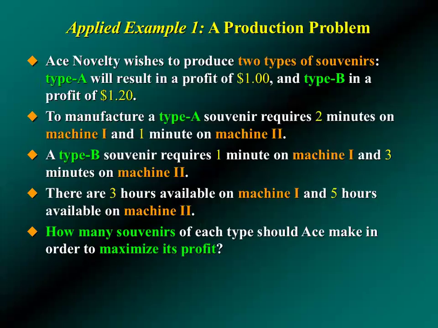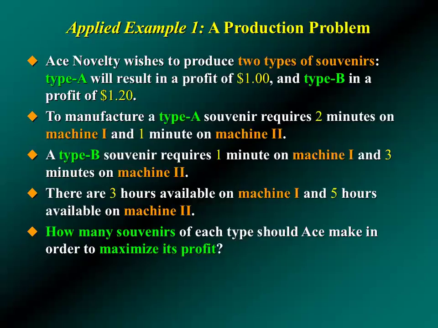So, this is just like all the other problems we've solved, so no problem at all to formulate this. We're trying to find how many souvenirs of each type to produce with the given machine times available so as to maximize our total profit. So, we're maximizing x1 plus 1.2 x2 subject to 2x1 plus x2 less than or equal to 3 hours.